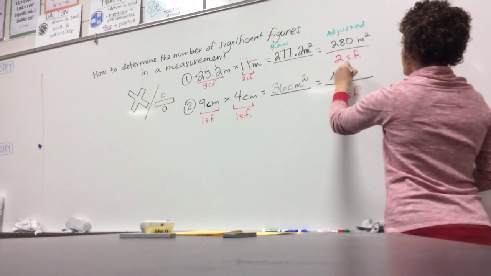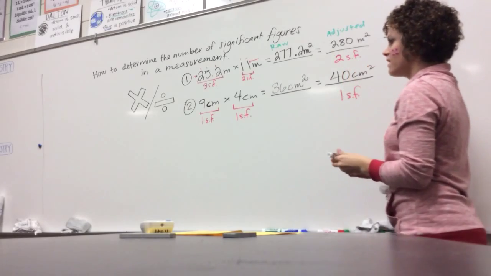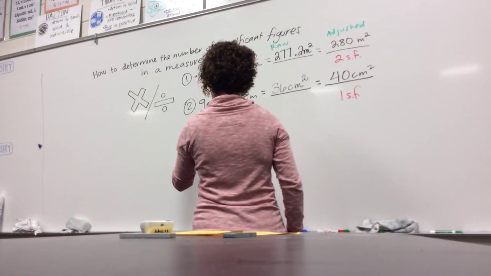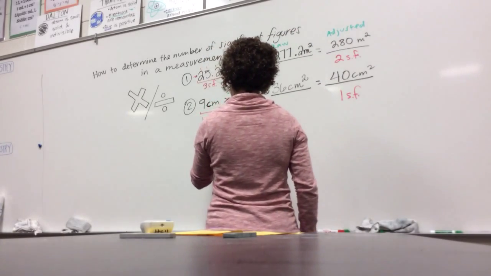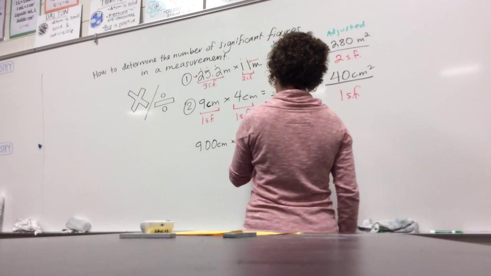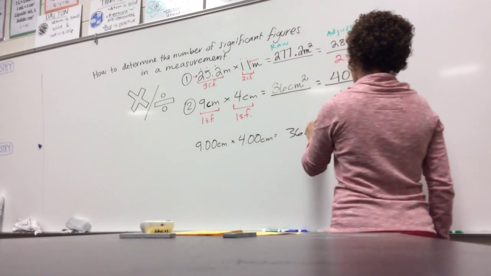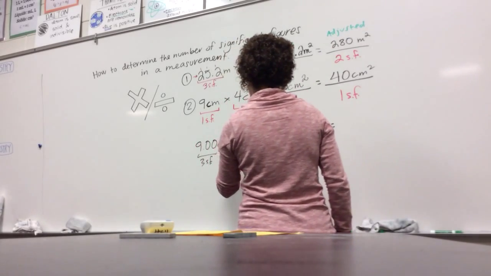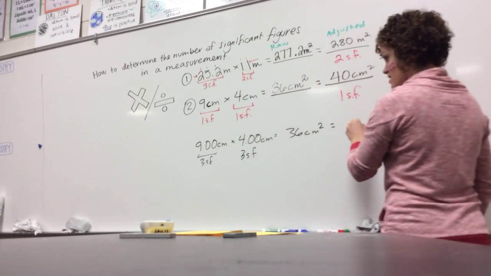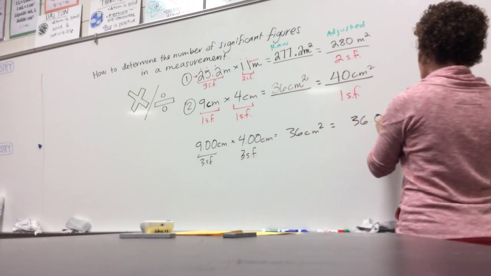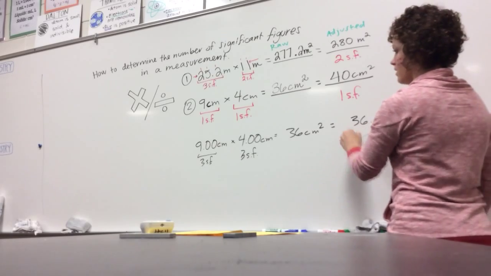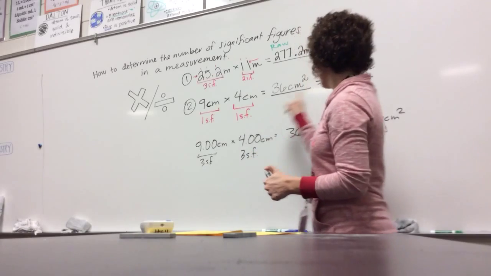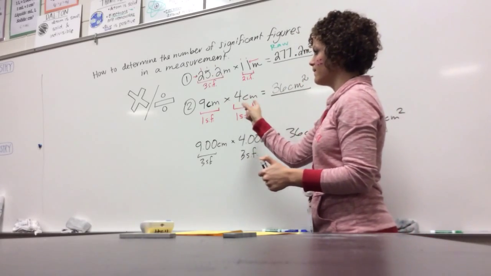Would you ever have your final answer as a decimal? Yes, you could. Like, if I had 9.00 times 4.00, your answer would be 36.0. But since this has 3 sig figs, and this has 3 sig figs, your answer needs 3. That would be your answer, communicating that the measurements you used were good. This one communicates that the measurements you used were pretty crude.